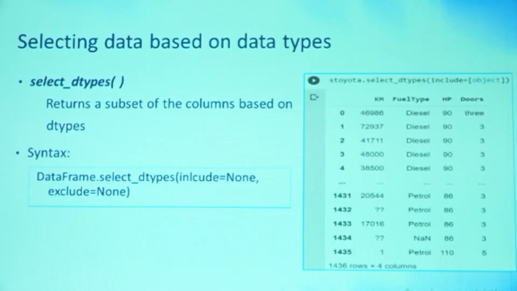So can you try this? For your data frame, please call upon all the columns which are of type object. For that, give the syntax: what is your data frame name? What have you given? Toyota dot select_dtypes. Inside the braces, include the data type. So the data type that I want here is object, guys. Please do that.